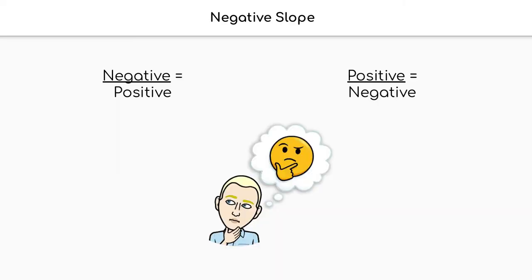So before we go on to graphing linear equations, it's good to think back and reflect on how we get a negative value. When we did our rules for rational numbers, what was a negative divided by a positive equal to? A negative divided by a positive would be equal to a negative value.